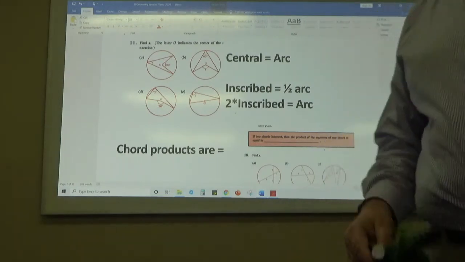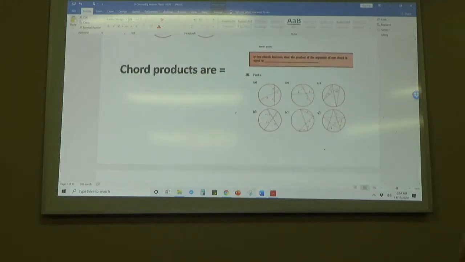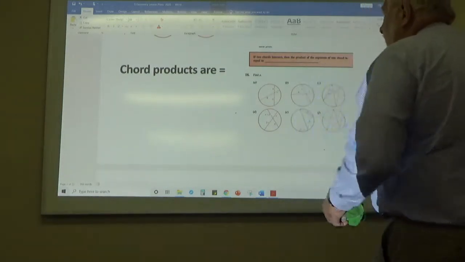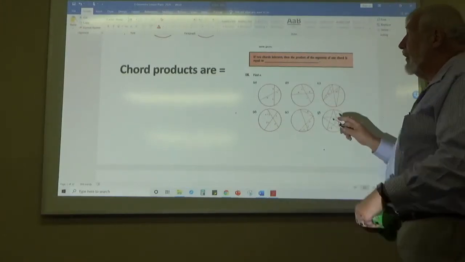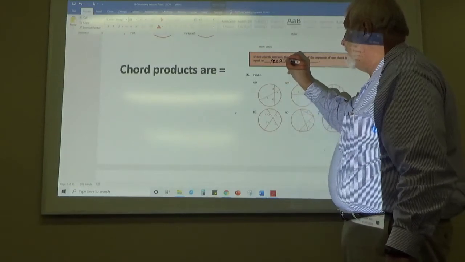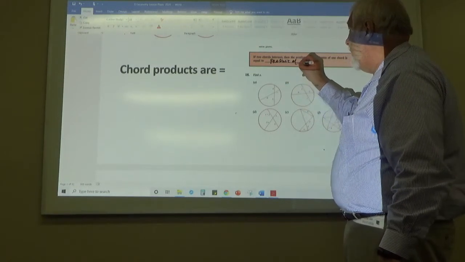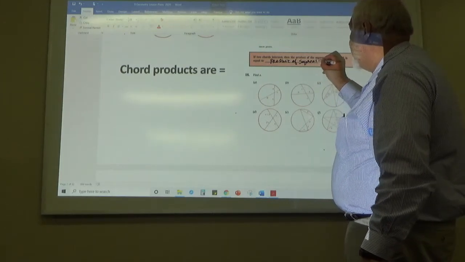Now we're going to talk about chords that intersect in the center. Okay, this is notes now. If two chords intersect, the product of the segments of one chord is equal to the product of the segments of the second chord.